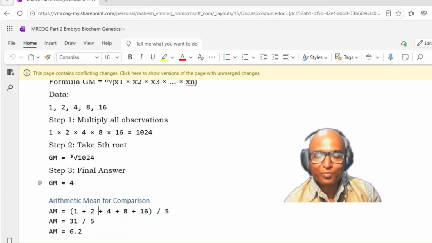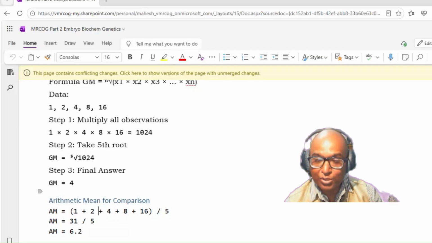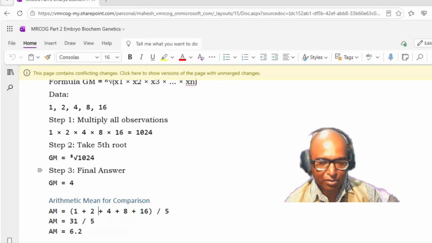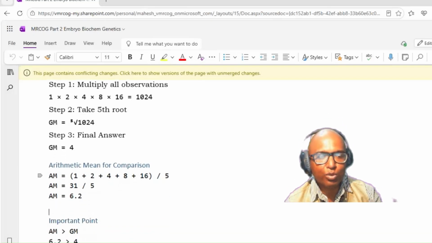The values you get are totally different, so you should know which mean to use at which time. Practically speaking, we use the arithmetic mean almost always. But the geometric mean is used when we are talking about rates, when there is a growth rate, when the observations in the data set are multiplying.